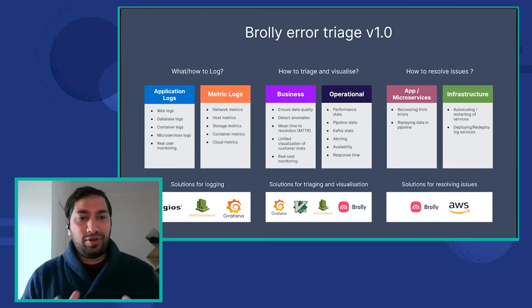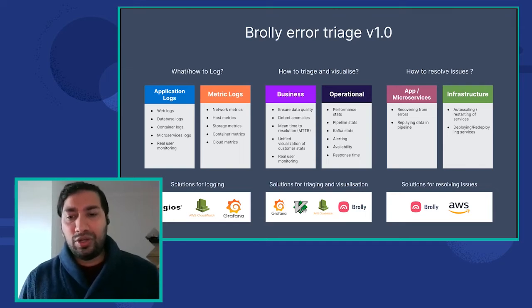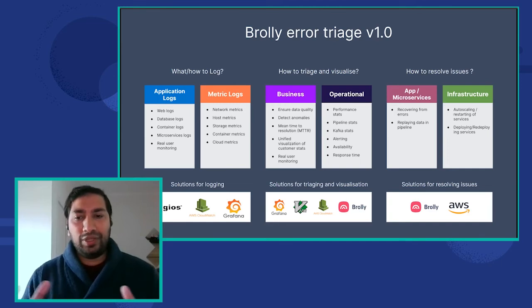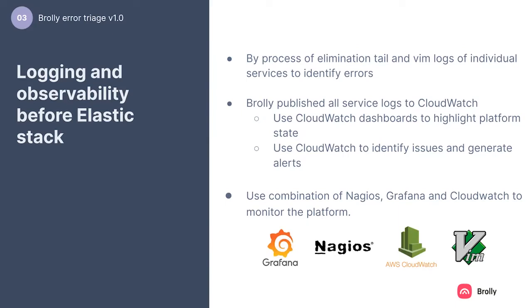So as you can see, for each of the different boxes, we've got different platforms or different things that we were handling things with. For triaging, we've got your Grafanas and CloudWatch, and even custom dashboards for the actual logging. We had the Nagios, Grafana, CloudWatch, so lots of stuff. And then eventually for the actual resolution, it was all manual, basically. That's why you've got the Brolly logo big over there. And we've got the AWS infrastructure side as well, handling some of the infrastructure stuff, such as auto scaling and restarting of services and deploying of services.